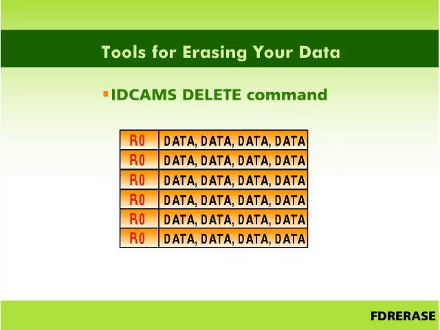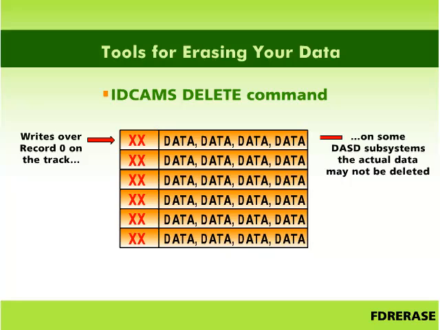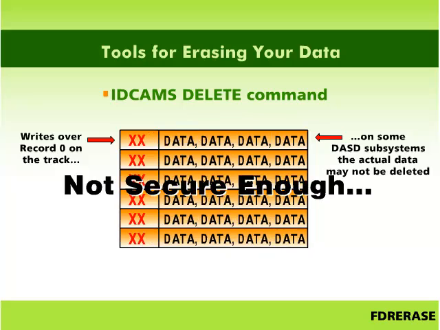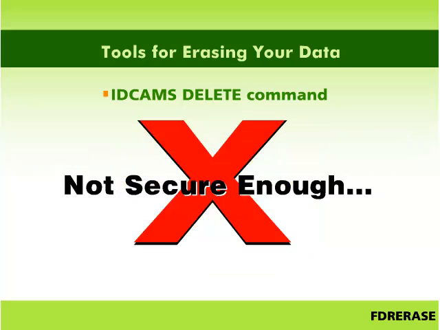When you run an IDCAMS delete with the erase option, IDCAMS writes over the record 0 of each track and then erases the data on the track. Unfortunately, on some DASD subsystems, the erasure of the actual data does not take place because the DASD controller simply marks the track as logically erased, leaving the real physical data still on the track. This leaves the unerased data open to potential unauthorized access.